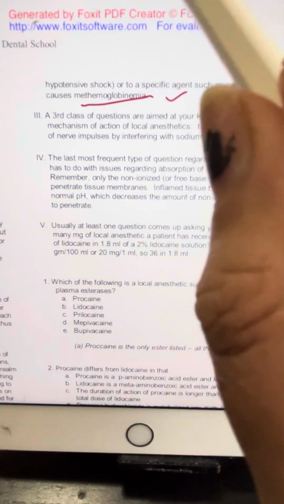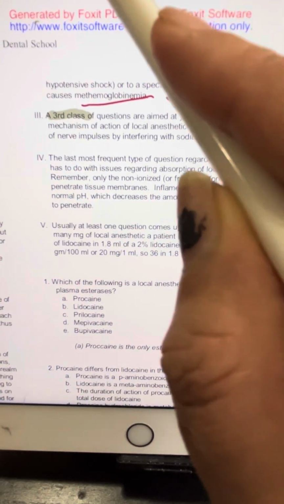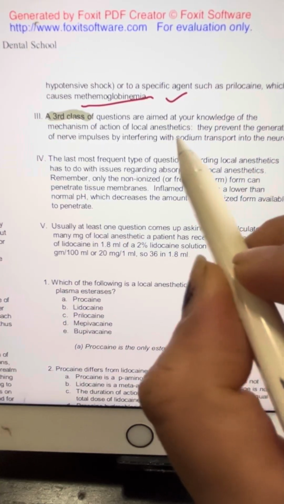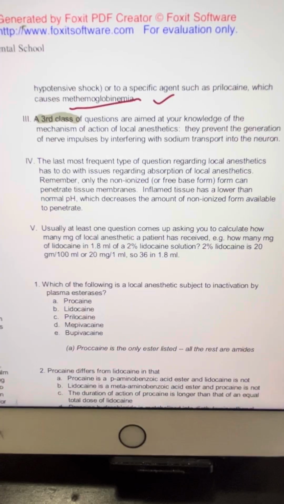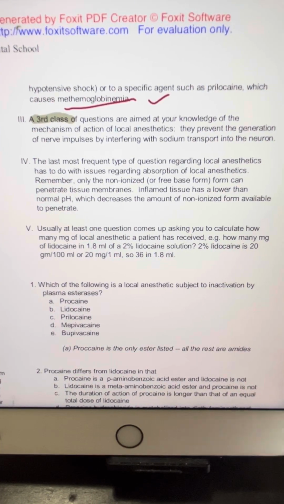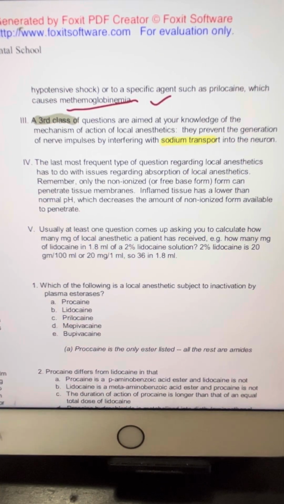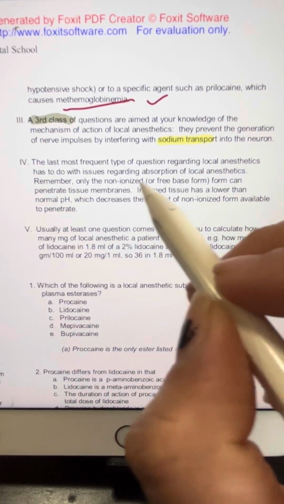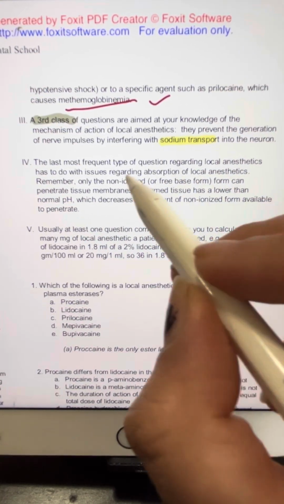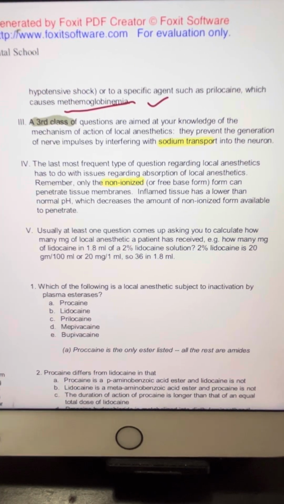And then we have the third class of question, mechanism of action. The first thing, always remember the ion which is related to local anesthesia is the sodium ion. So it interferes with the sodium transport, doesn't allow the sodium to enter. And then the next important thing is the absorption of the drug. So remember only the non-ionized form, which is the free base form, will penetrate the tissue.